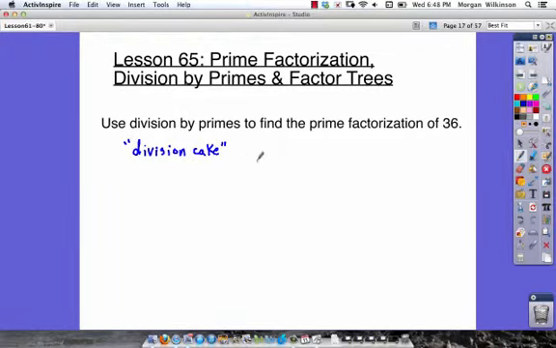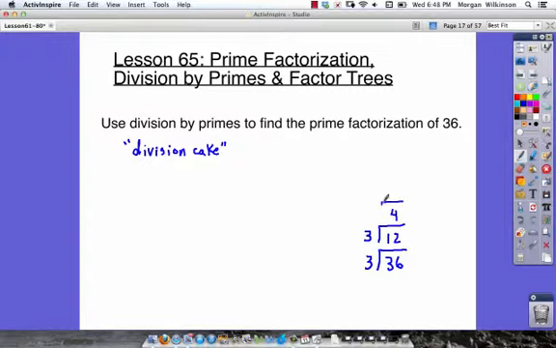And that division cake is going to start with 36 divided by the smallest prime number we can think of. Well, if we've got the smallest prime number that we can think of, 36 divided by 3, because 3 is prime, is going to give us an answer of 12. Then if we take 12 and we divide it by the largest prime number that we can think of, that would again be 3. And 12 divided by 3 is 4.